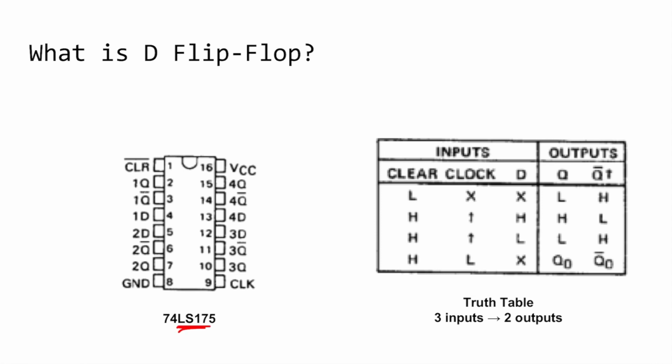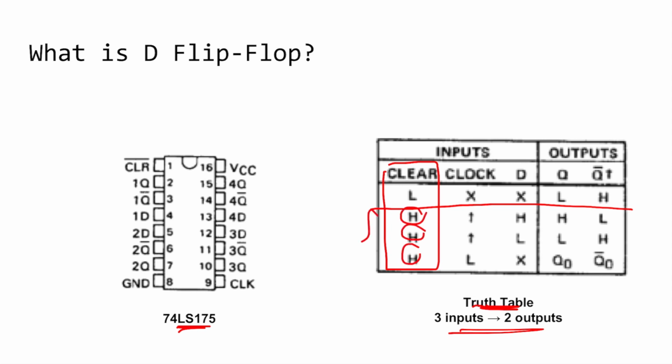So this chip over here, the 74LS175, is actually a chip for the flip-flop. And this is the truth table for the flip-flop. So we can ignore the clear for now. Okay, we just set clear to H, to high. And we should focus on this 3. So the clock, this is an upward arrow. This is also an upward arrow. This is low.